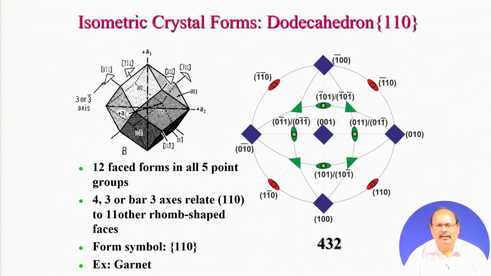And this is in 432, it is also present in 23, it is also present in 4/m -3 2/m, it is also present in 2/m -3 and also in -4 3 m, and we call this the dodecahedron crystal form here. So, with this I conclude in today's lecture these 2 isometric crystal forms. In the next lecture, I will continue with the remaining isometric crystal forms, and then I will also talk about the non-isometric crystal forms here.